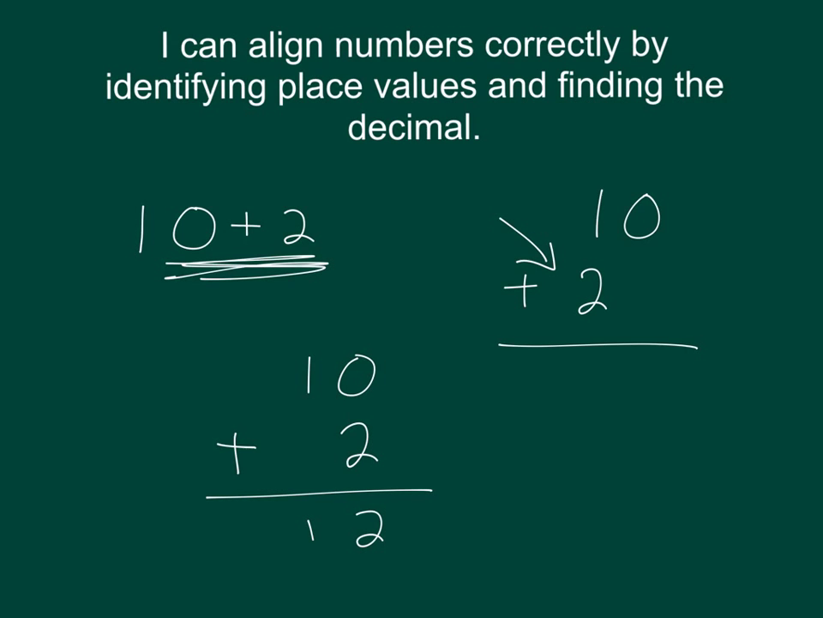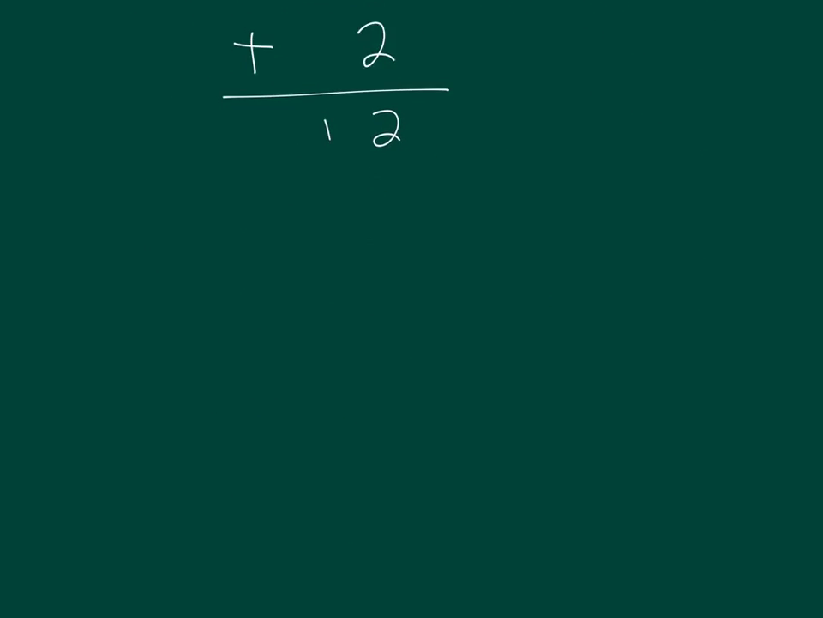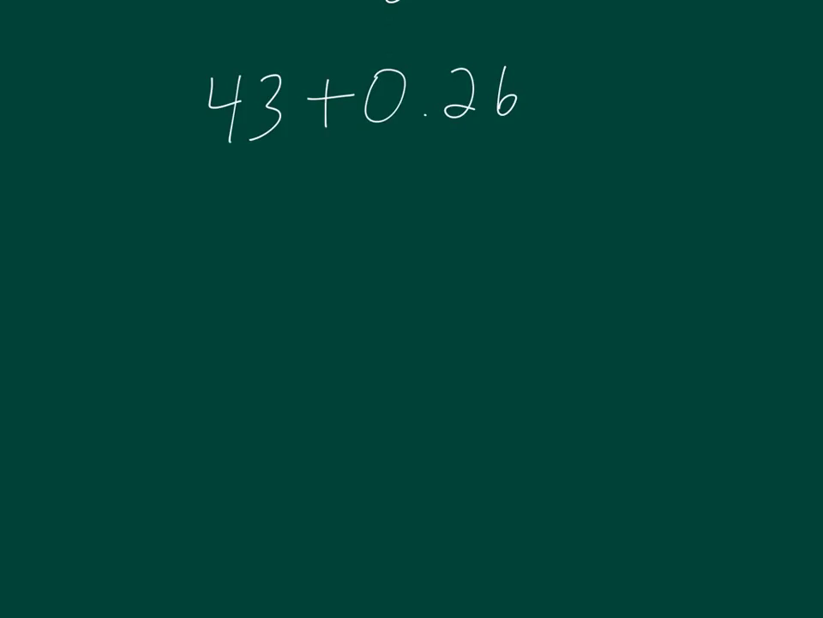Now this might seem like a very silly problem to look at in 5th grade, but it carries over to bigger problems. What if instead I was looking at a problem like this? 43 plus 0 and 26 hundredths. What if I wrote it vertically to solve it? 43. And I aligned it like this.